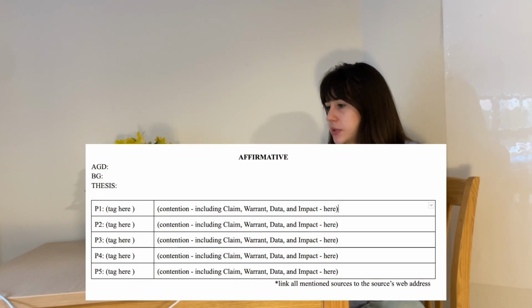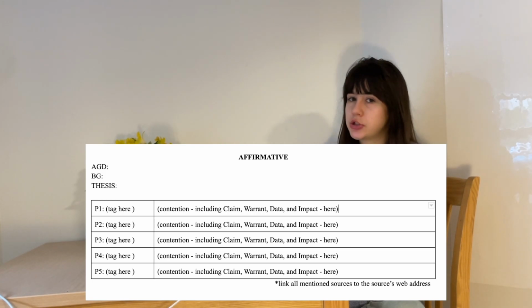So, as you see, there's AGD, BG, and thesis. AGD is your attention-getting device. That is the hook of your speech. So a joke, a stat, a funny something, an anecdote, whatever is going to get the attention of your audience and be able to maintain it for the duration of your speech. And then you're going to do a little link back to the hook in your conclusion.